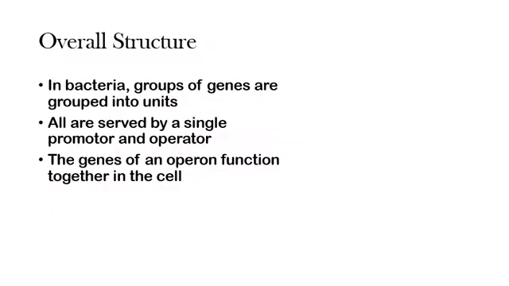First of all, we're just going to go into the overall structure. Like I said, operons are found in bacteria, and they're groups of genes, and in bacteria, those groups of genes are grouped into units, and these units are operons. All of these operons are served by a single promoter and operator, which, like the promoter in eukaryotic genes, will determine whether or not that gene is transcribed. And lastly, all the genes of an operon function together in the cell.